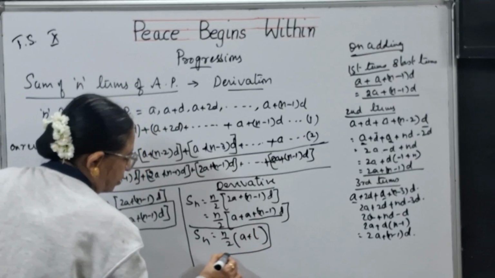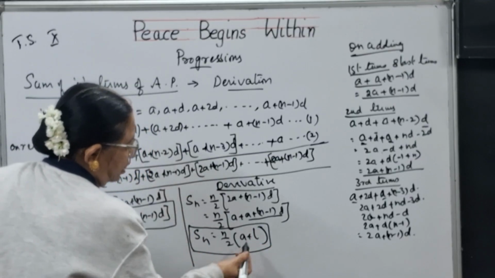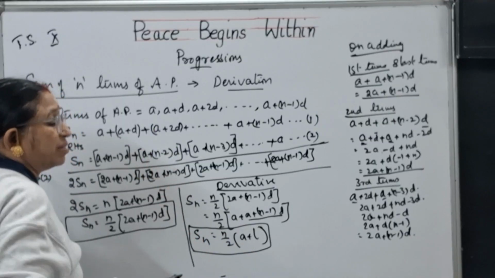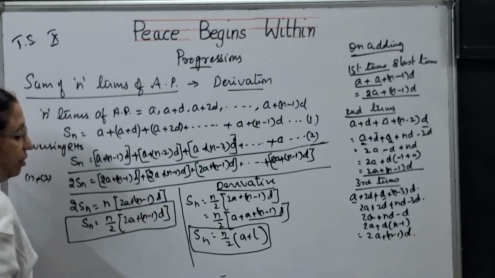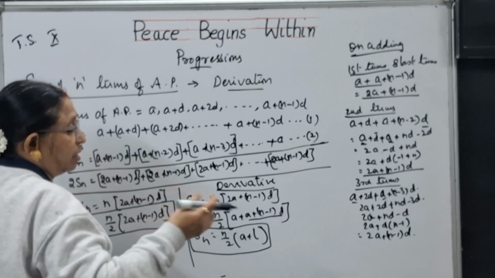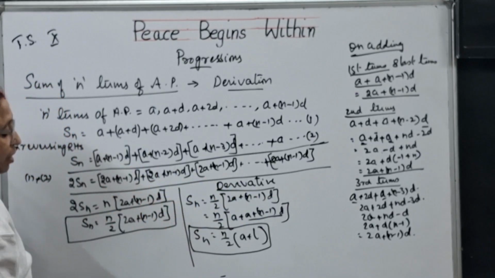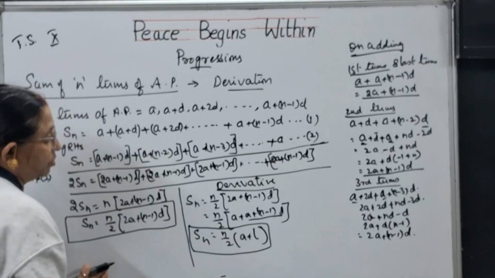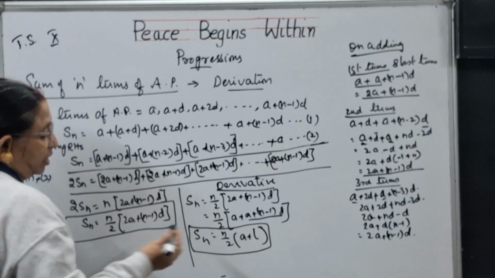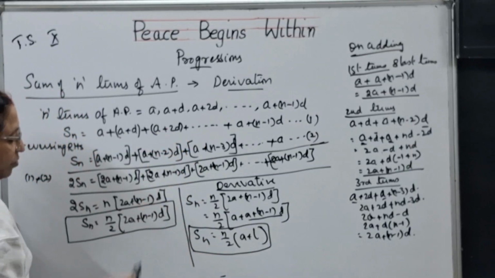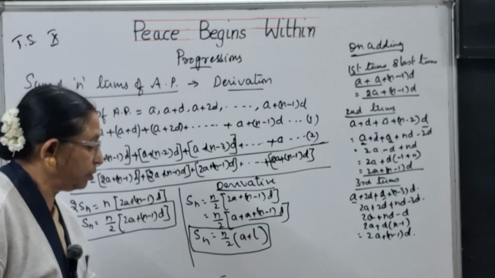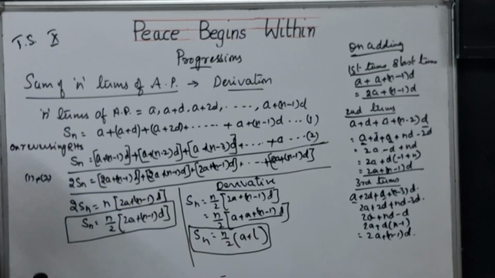This is one more derivation. This formula we use for the problems where the last term is given in the AP. And this formula we use if they have given only the first, second, third terms and so on. So, any one of these can be used, children, according to the problem given to us. If they give the last term, we use this. If they don't give the last term, we use this. Okay?